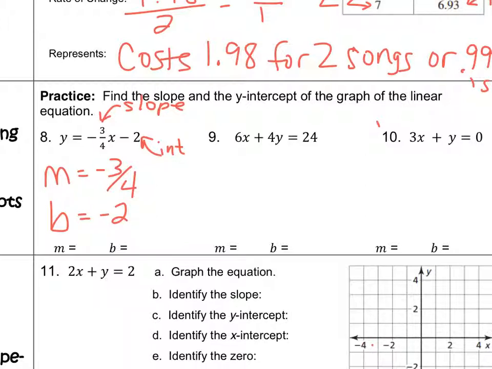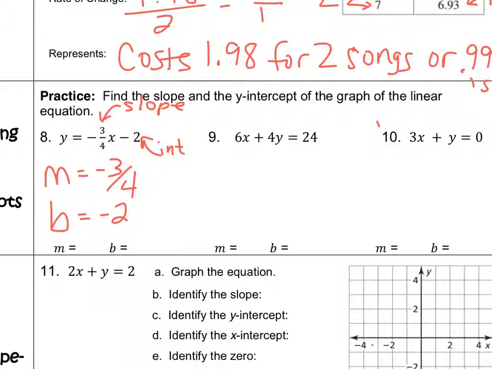All we have to do is go to the y-axis, to the -2, and put a point. That's our starting spot. And then we just use our rise over run. So we would go down 3, that's our rise, and we would run 4.